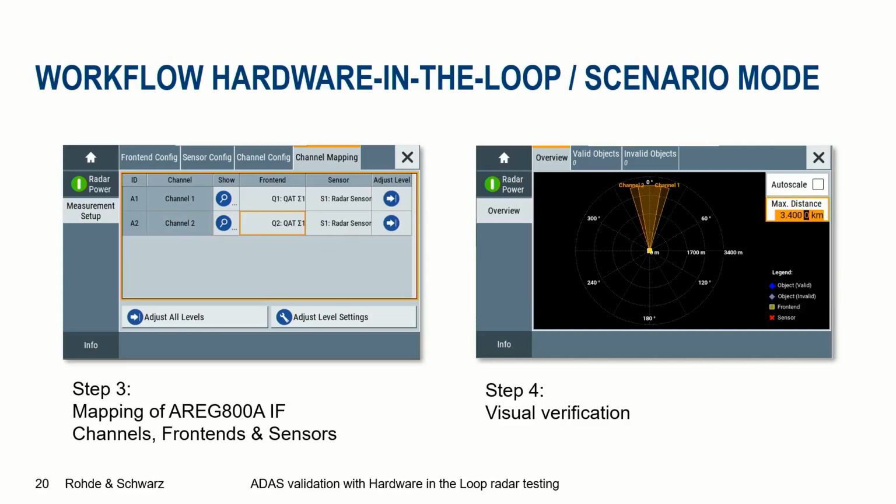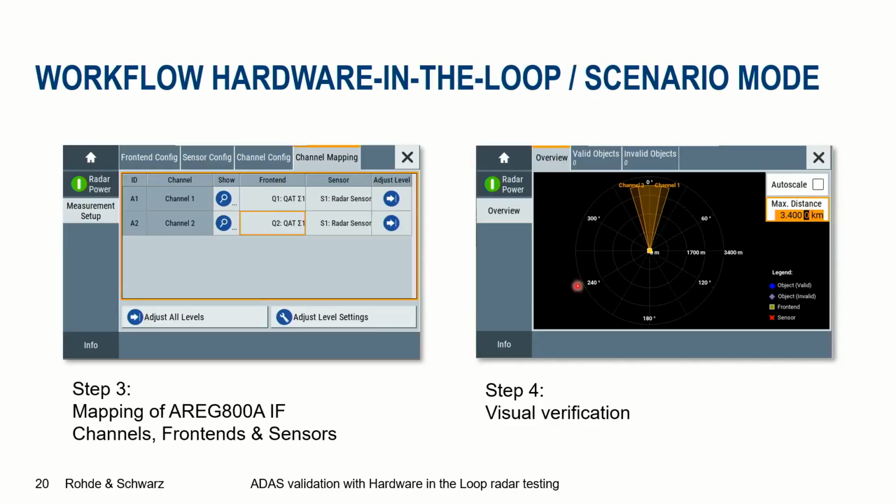And in the final step, you can just verify if you've done everything right, if your setup is okay with this preview dialog or the overview dialog. And this shows you in which angle and which distance you can simulate the object. So I think this is a pretty convenient way to check if it's all right, if you can generate your scenario and stuff like this. Okay, so basically everything is set up and we can start with the simulation.